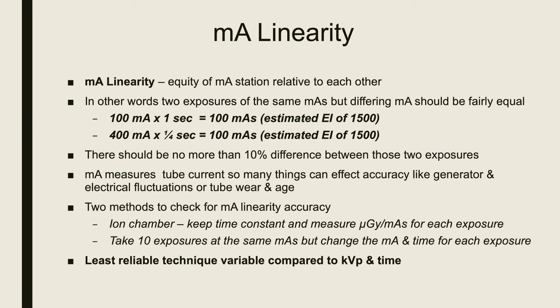And again, there are two ways to measure this. There's an ion chamber, which keeps the time constant and measures the microgray per mass. Or you can simply take 10 exposures at the same mass, but change the mA and time for each exposure and see if you get the same readout. The mA is actually the least reliable technique variable when you compare it to kVp and time.